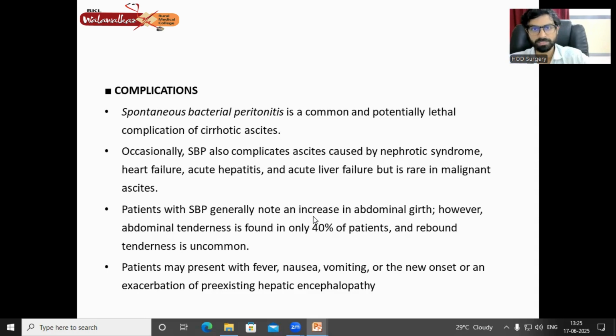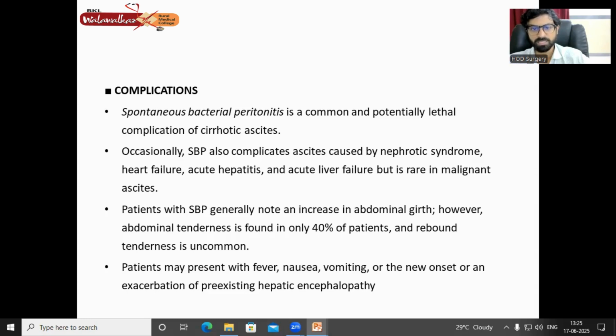So what are the complications of ascites? The first complication is spontaneous bacterial peritonitis. It is a common and potentially lethal complication of cirrhotic ascites. SBP occasionally complicates ascites caused by nephrotic syndrome and heart failure, and also that caused by acute hepatitis and acute liver failure, but it is rare in malignant ascites.